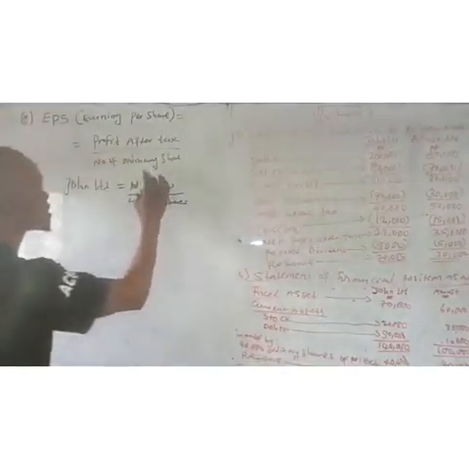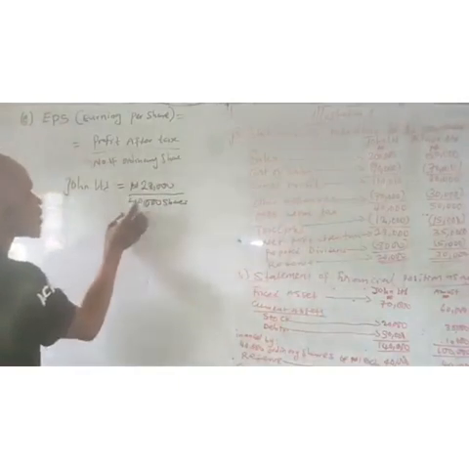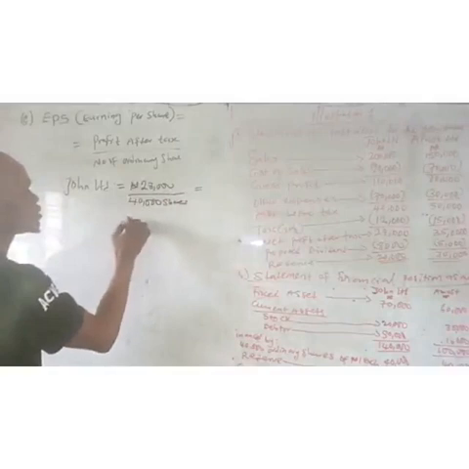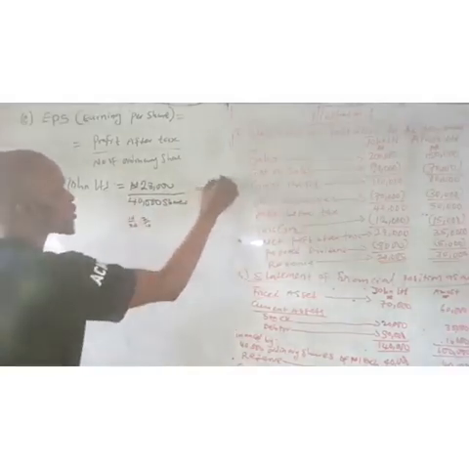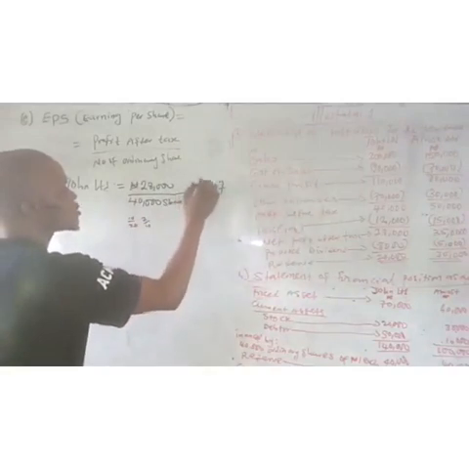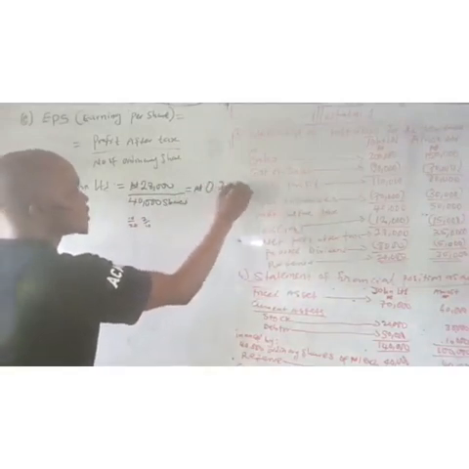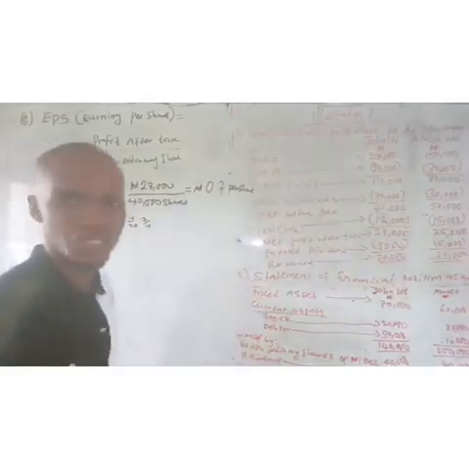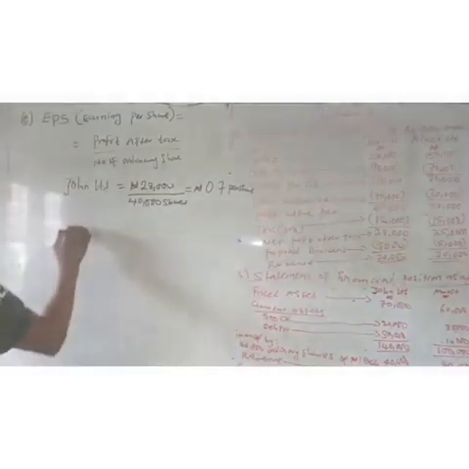Right? You now say 28 divided by 40. 28 divided by 40, we have 2 here 20, 2 here 14, 2 here 7, 2 here 10. That is equal to 0.7 naira per share. Now let's do for Amos Limited.